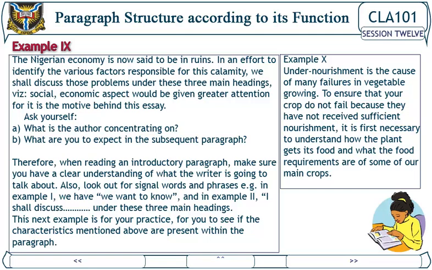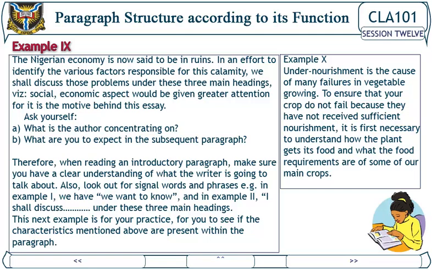Ask yourself, A. What is the author concentrating on? B. What are you to expect in the subsequent paragraph? Therefore, when reading an introductory paragraph, make sure you have a clear understanding of what the writer is going to talk about. Also, look out for signal words and phrases.